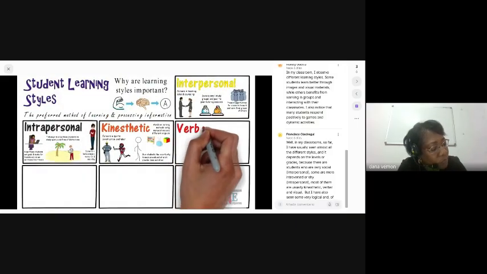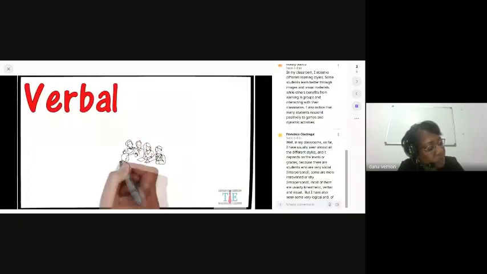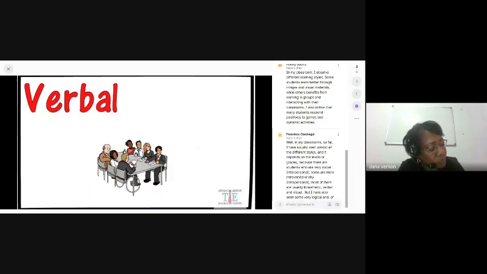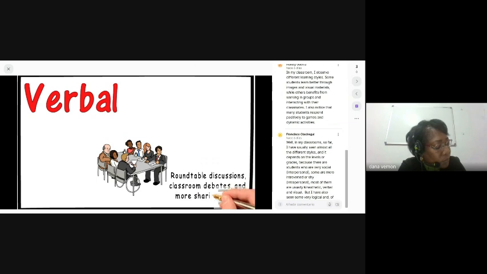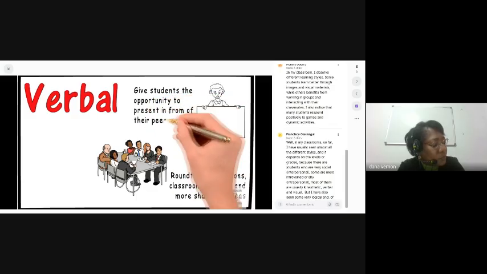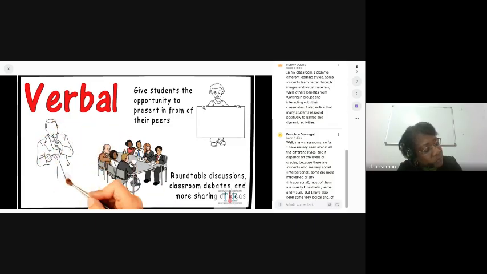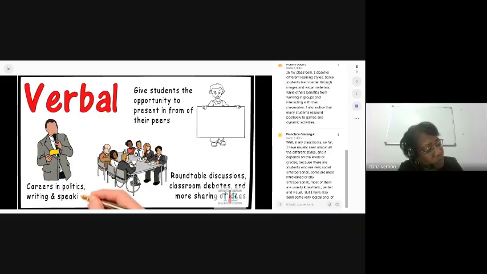The next learning style is verbal. The verbal learning style is also known as the linguistic learning style. Verbal learners make the most out of both the written and verbal word. Look to facilitate roundtable discussions, classroom debates, and more sharing of ideas. These students are natural-born speakers and will excel when given a chance to verbally express themselves. Therefore, give these students the opportunity to present in front of their peers. These students are often the ones that will argue with a teacher at any chance they get. Verbal style learners often find careers in politics, writing, and in speaking.